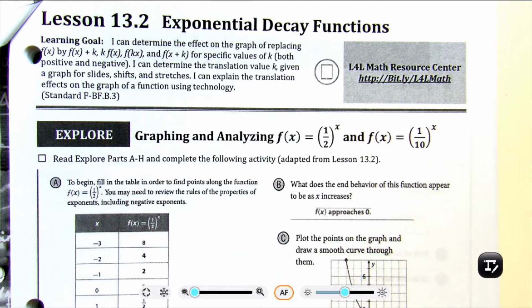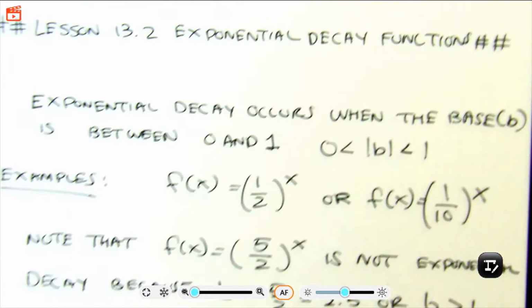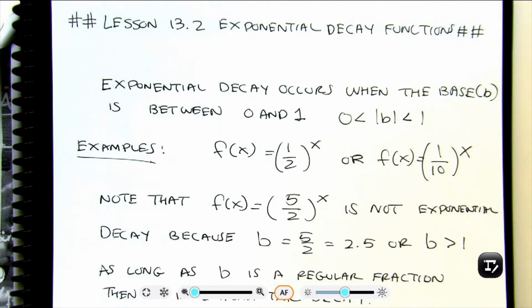We're going to be starting lesson 13.2, which talks about exponential decay functions. So kind of related to lesson 13.1. 13.1 talked about exponential growth functions, and this is just the opposite. So we're talking about decay functions. Let me explain the difference between an exponential growth and exponential decay, and that depends on the b term of the exponential function.